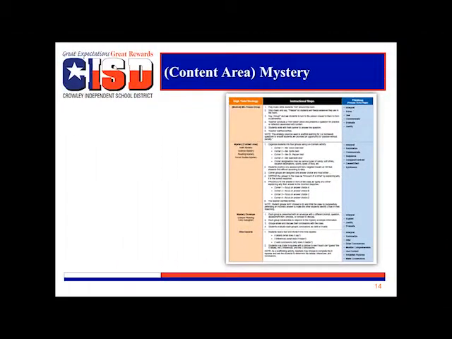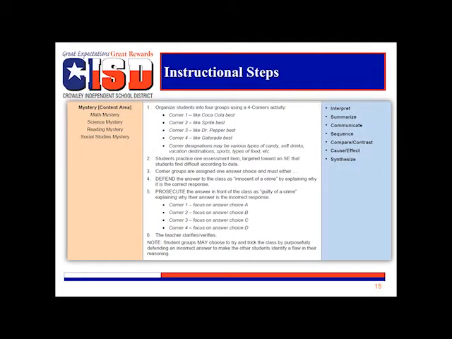The final strategy is found on page 6 of the instructional strategies for the PLC menus document. This mystery strategy is very similar to 4 corners. Please pause the video to review the final strategy of this video.